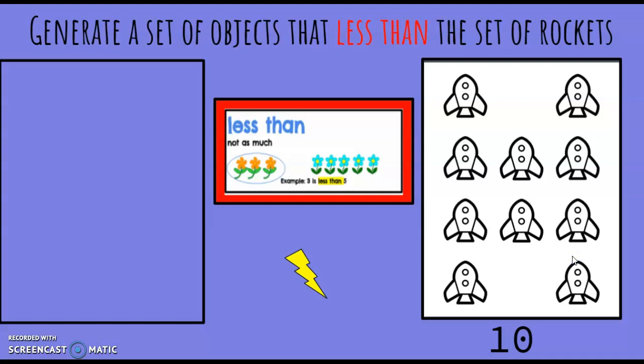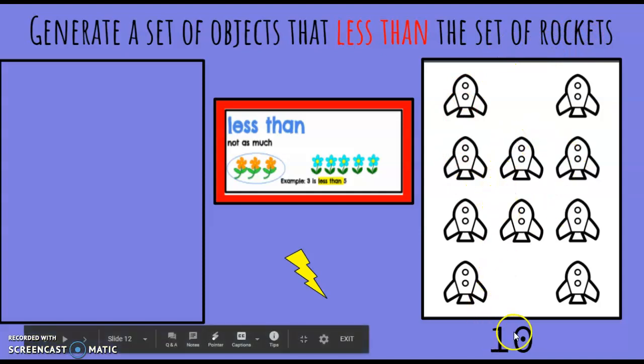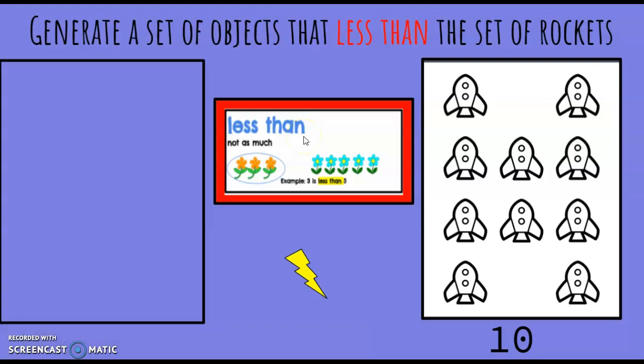All right, so let's do this one together. It says, generate a set of objects that is less than the set of rockets. Okay, so these are the rockets. So how many rockets are there? 10. Good job. Now let's look at less than. What does less than mean? Less than means not as much or not more. Good job.